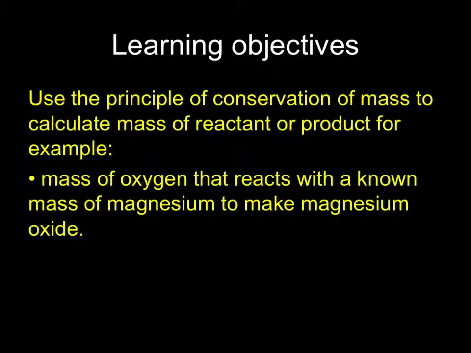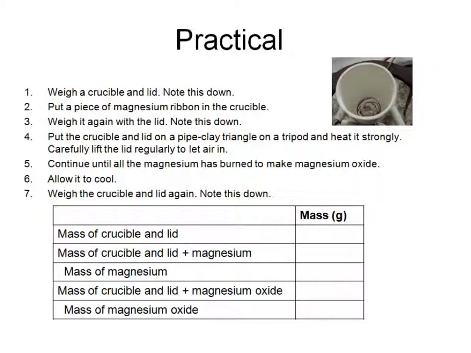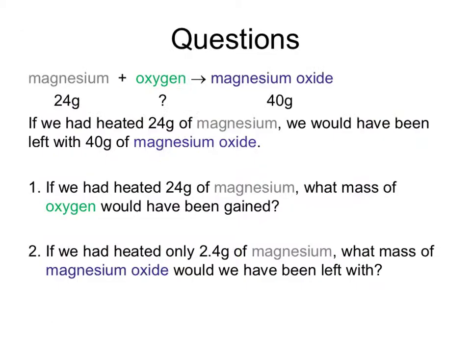And now we move on to a second type of experiment here where a mass of oxygen reacts with a known mass of magnesium to make magnesium oxide. You might have done an experiment like this where some magnesium ribbon is weighed in a crucible and then heated strongly to convert it into magnesium oxide. The mass goes up because the magnesium will react with oxygen from the air to make magnesium oxide.